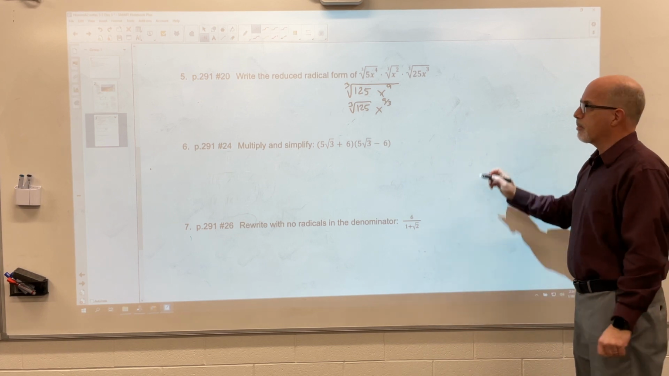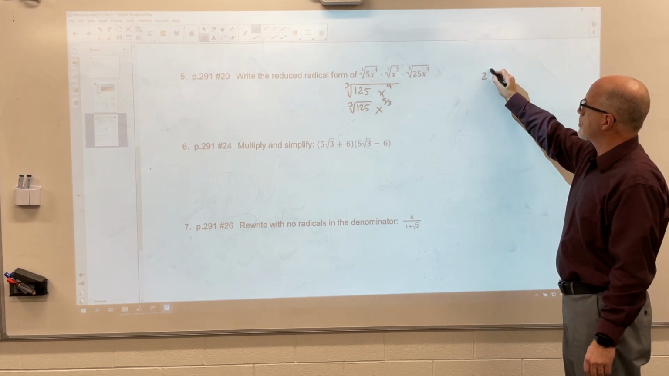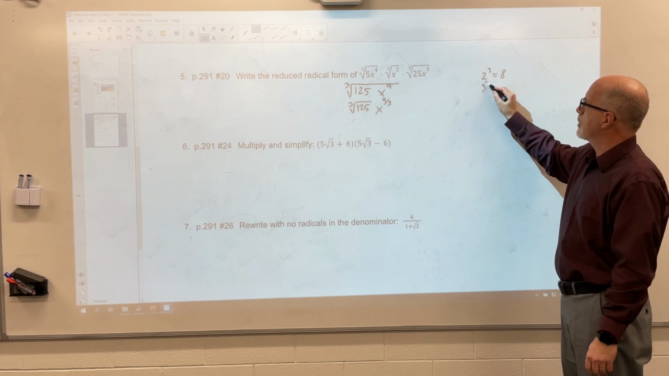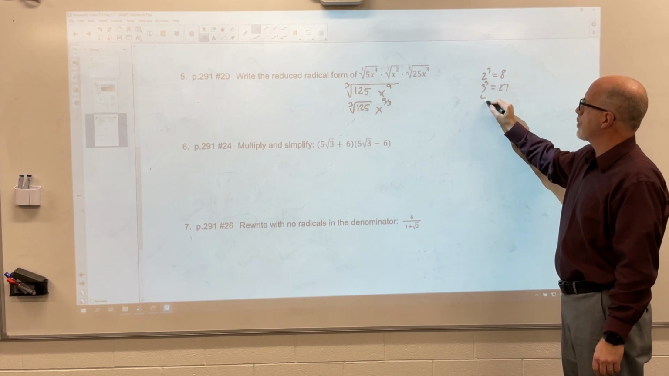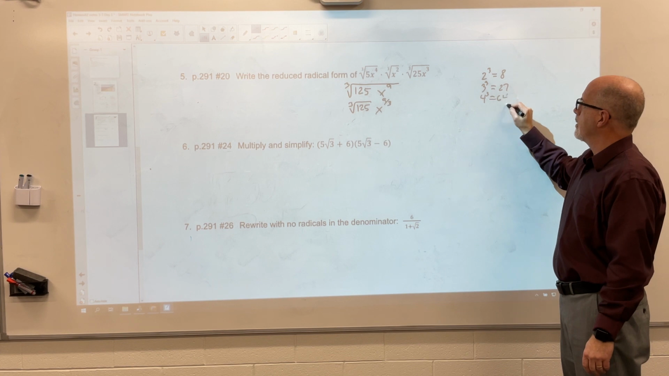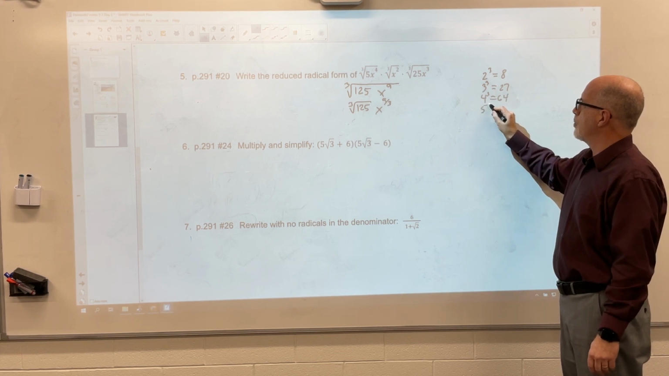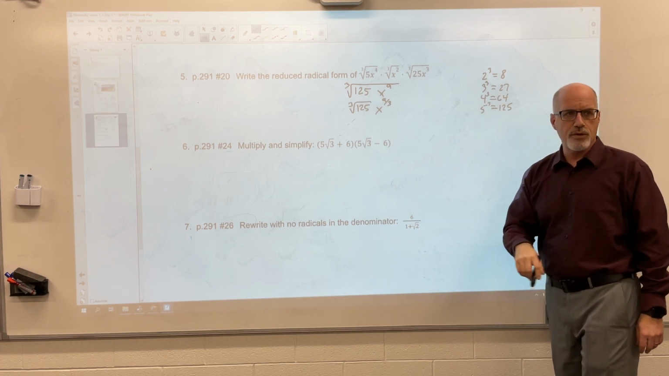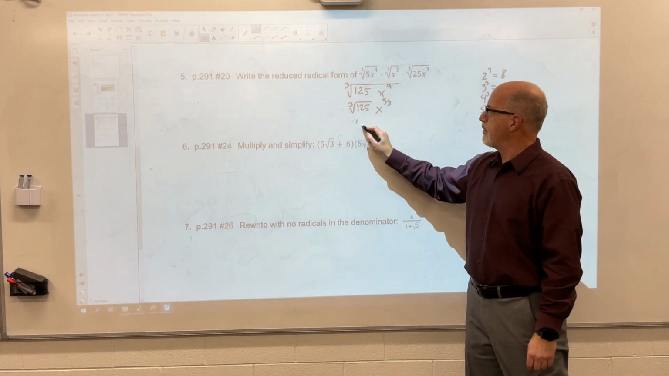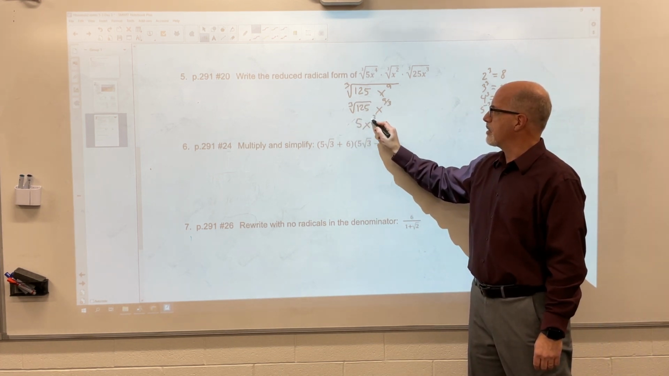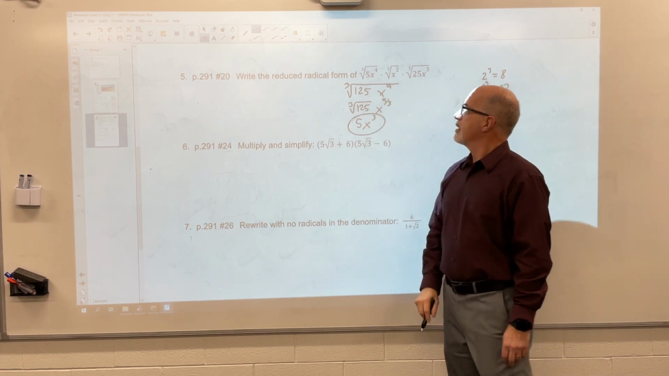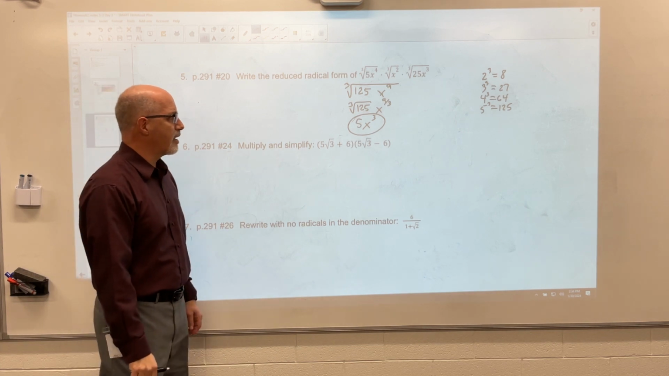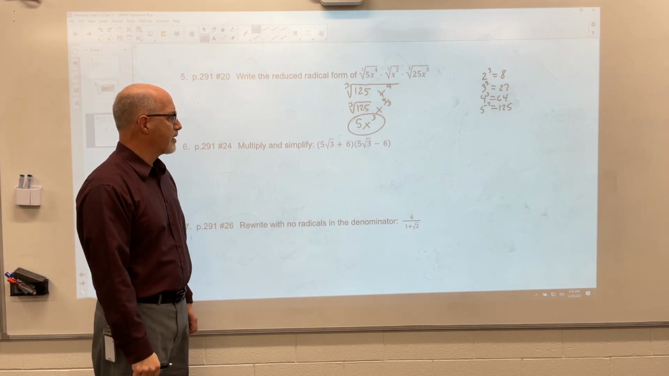Now, if you don't have your perfect cubes known, you just create a little table for yourself. 2 cubed is 8, 3 cubed is 27, 4 cubed is 64, 5 cubed is equal to 125. So you're looking for these numbers under the cube root. 125 would be 5, this is just x to the 3rd. So you've got your final answer there, simplified.